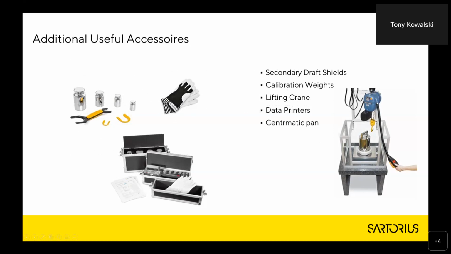Manual handling of 50 and 20 kilogram weights can be a little bit tricky, so you could consider a hoist with a slow enough speed to raise and lower the weight successfully. If you haven't got a connection to a PC, maybe a data printer can print out the results. And for the highest value of weights, you can get what we call a centering pan to help reduce the corner load errors.